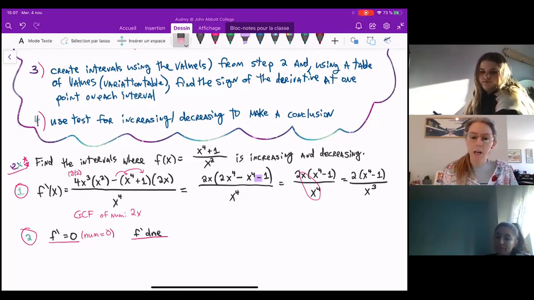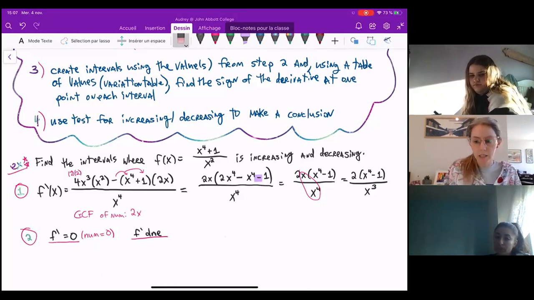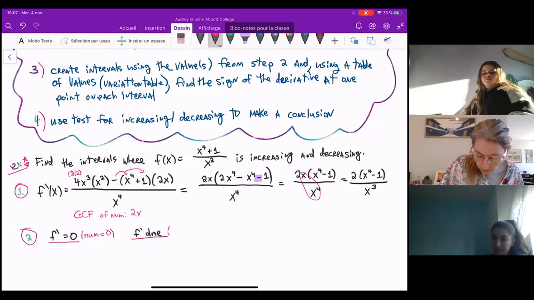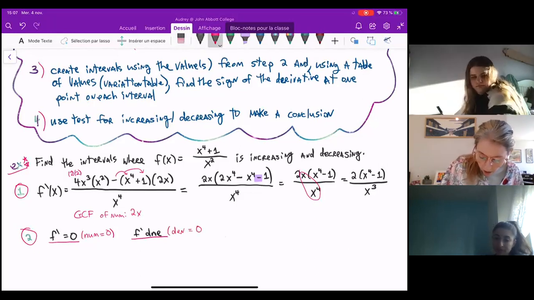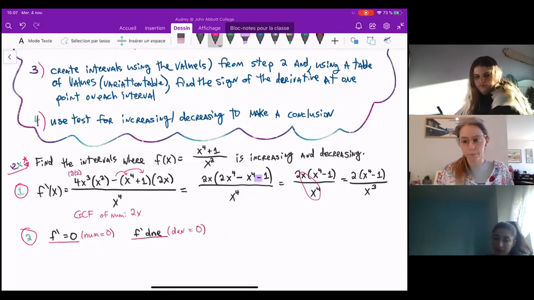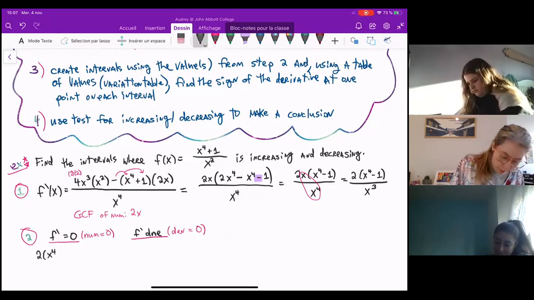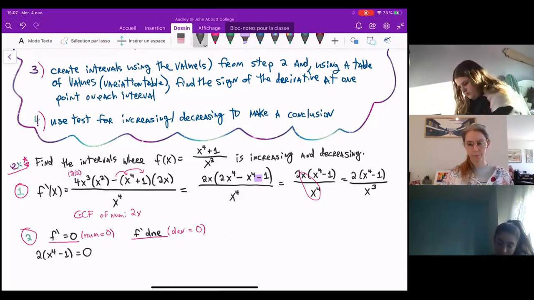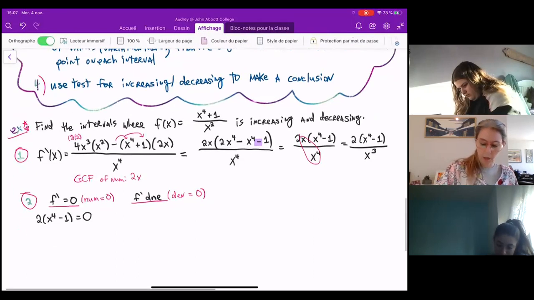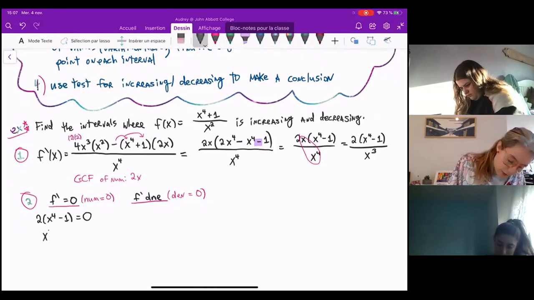So in the same vein, f prime does not exist. I only care about division by 0 here. So this is going to be like letting the denominator equal to 0. So over here, I'll say 2 times x to the fourth minus 1 is equal to 0, which gives me x to the fourth is equal to 1.